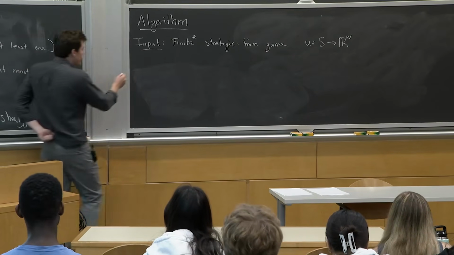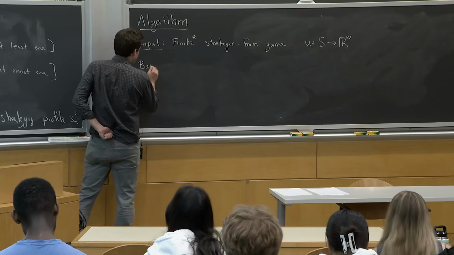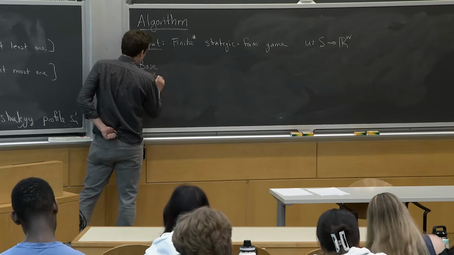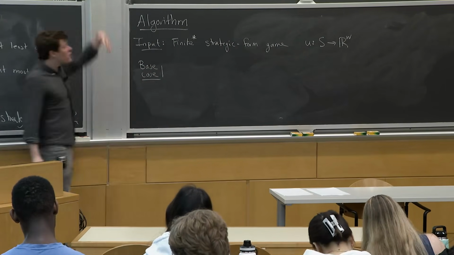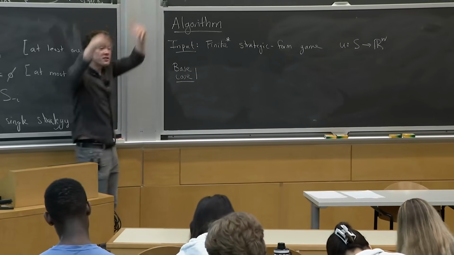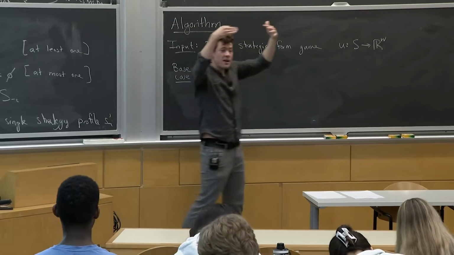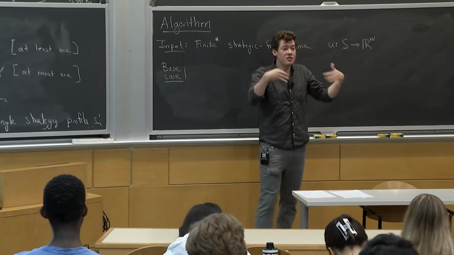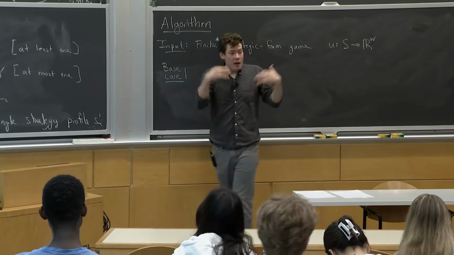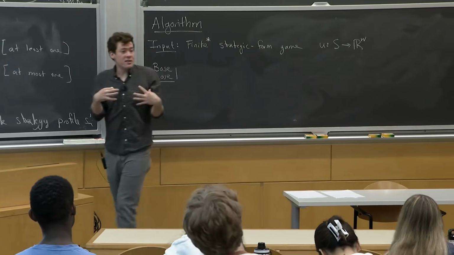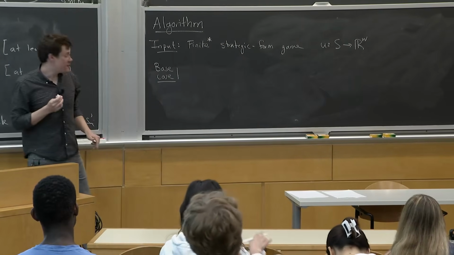So let's start with, maybe I'll call it, the base case. And the idea is we just want to go through the algorithm we did before. We want to start with all the strategies. And at each point, we want to throw out strategies that we don't think players will play. And we want to whittle down the set of strategies until we get to the good ones at the end.